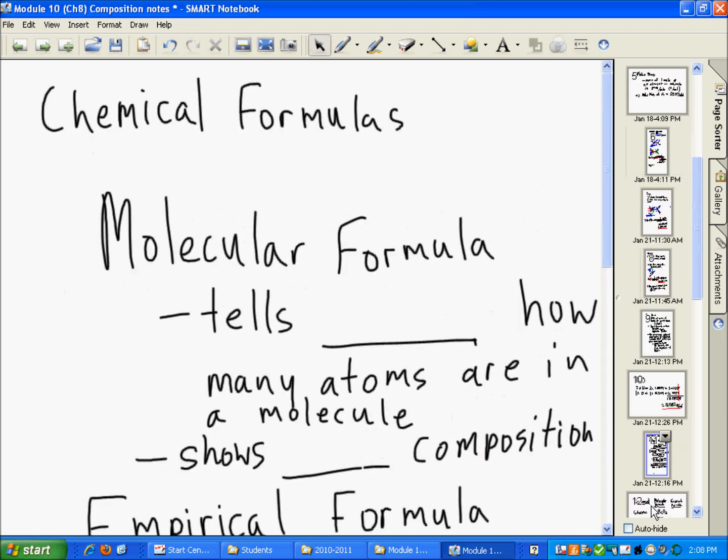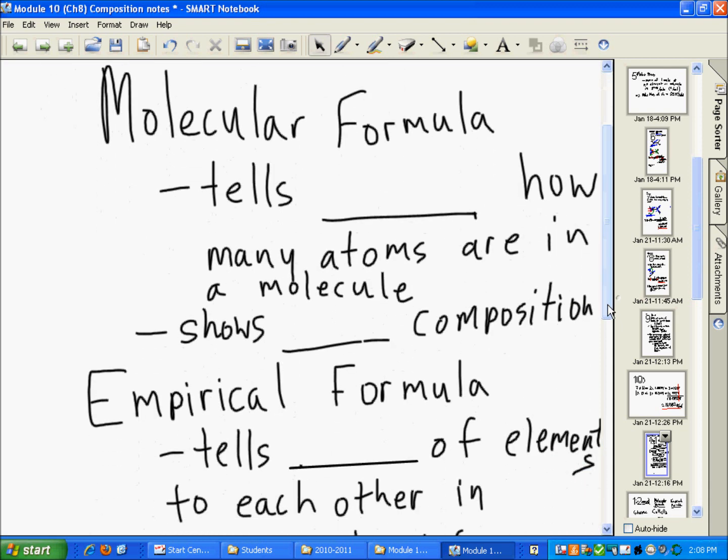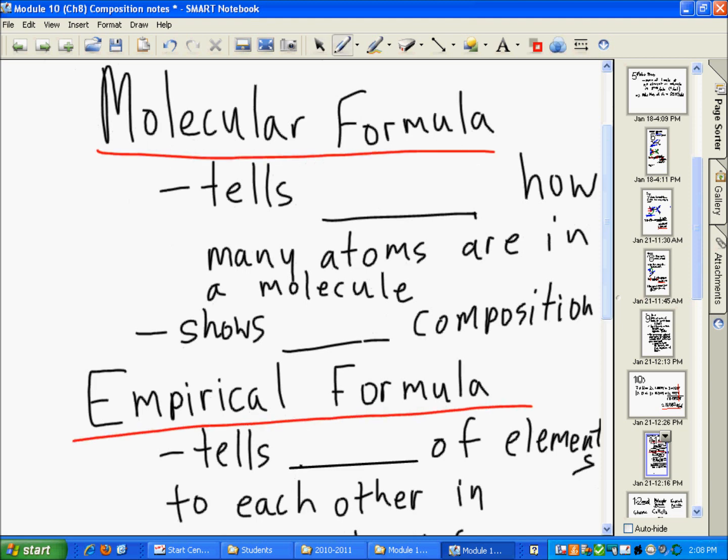Okay. Let's take a look at chemical formulas. So now you know how to get the molar mass out of a chemical formula. We need to talk a little bit about chemical formulas because we need to be a little more specific when we use them. There are actually 2 types of chemical formula: molecular formulas and empirical formulas.